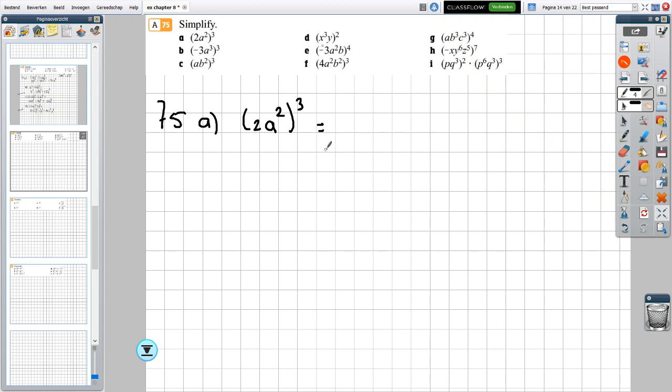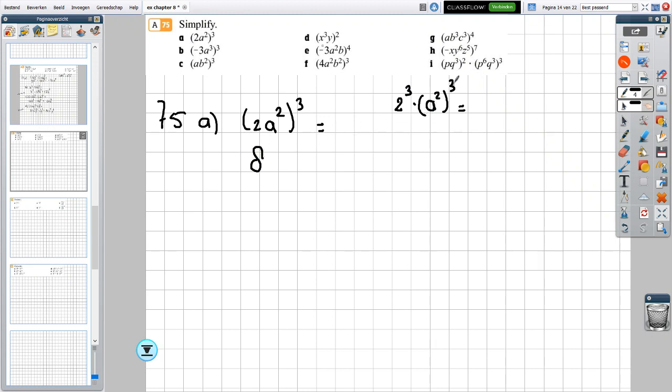2a squared to the third power. Remember, everything inside of the brackets is going to be to the third power. So you could say one intermediate step, you don't have to write this one down, could be this: 2 to the third power times a squared to the third power. Everything is being raised to the third power. 2 to the third power is 8.